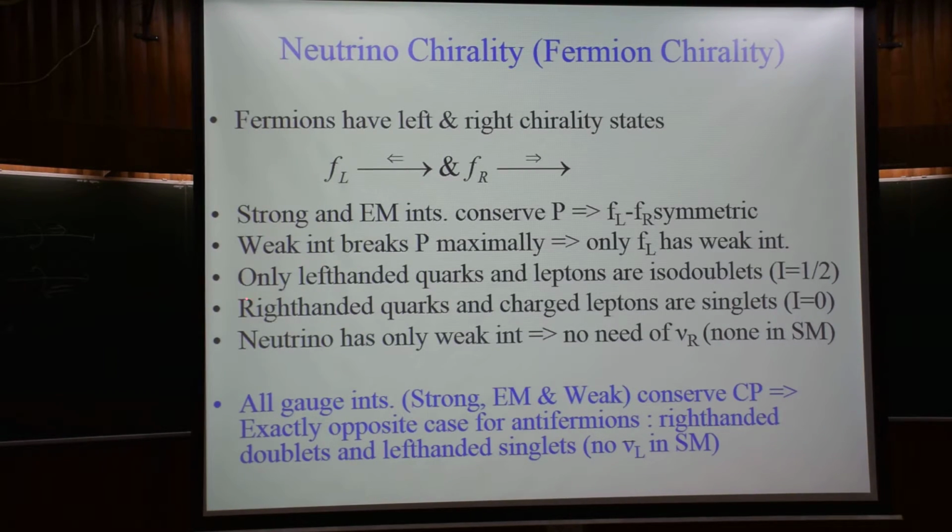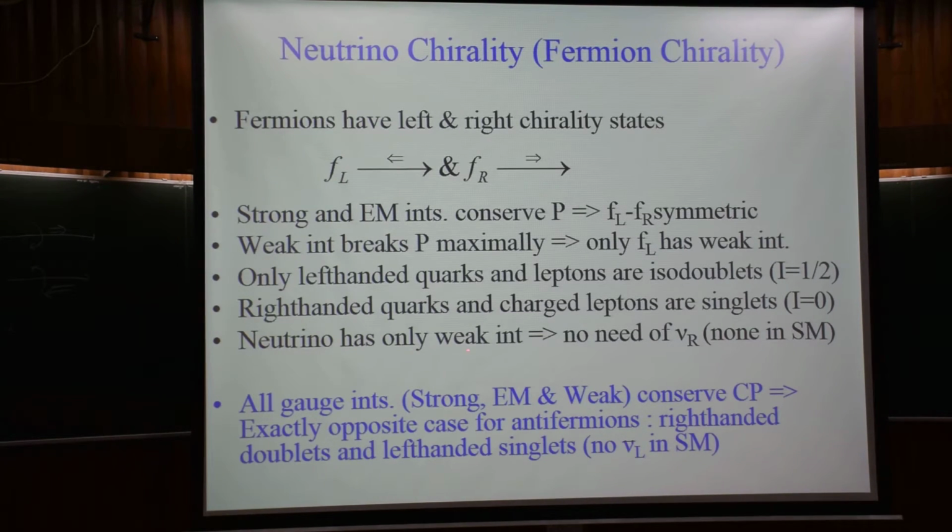What does it mean? It means that only left-handed quarks and leptons are isodoublets, isospin half, and have weak interaction. Right-handed quarks and charged leptons are isosinglets, isospin 0, and they don't have weak interaction. But they must be there because they take part in electromagnetic and strong interaction. Charged leptons have electromagnetic interaction, quarks have both electromagnetic and strong interaction. So right-handed ones must be there, but they do not take part in weak interaction. So they occur as isosinglets, isospin 0. Is it clear?